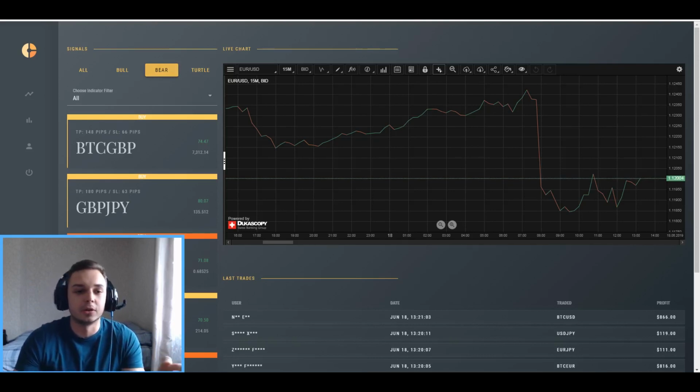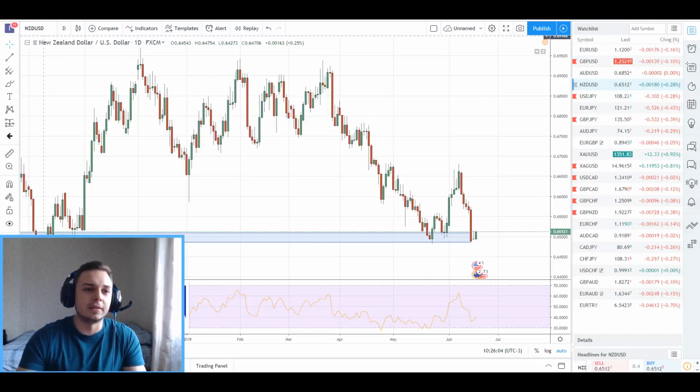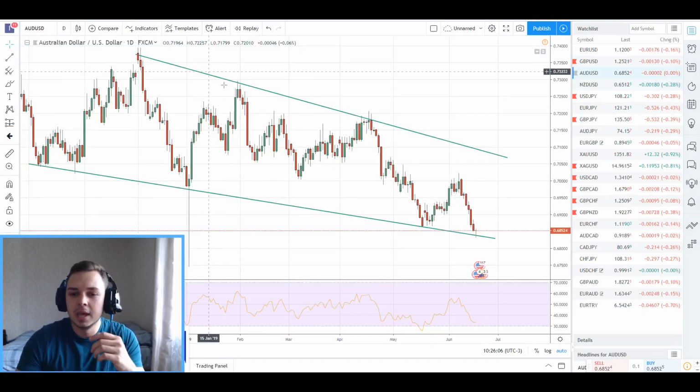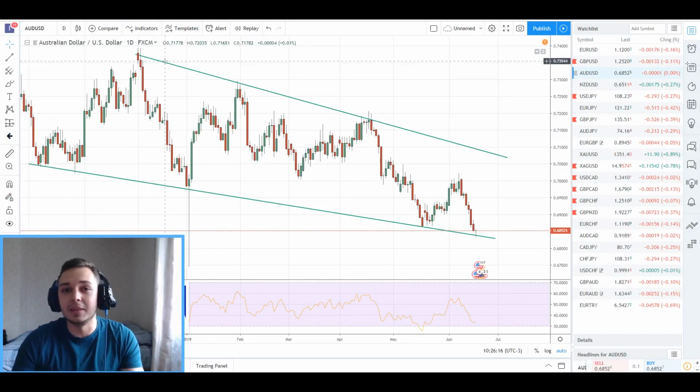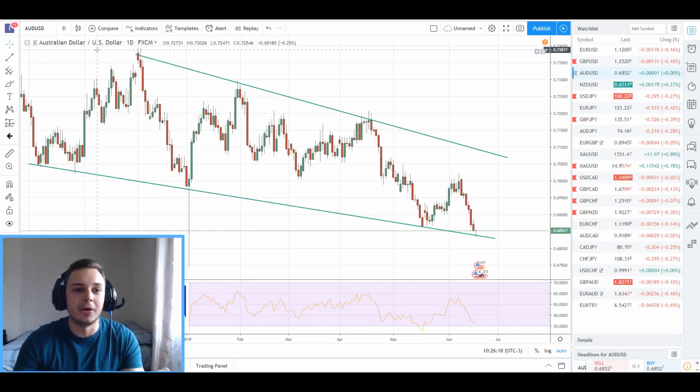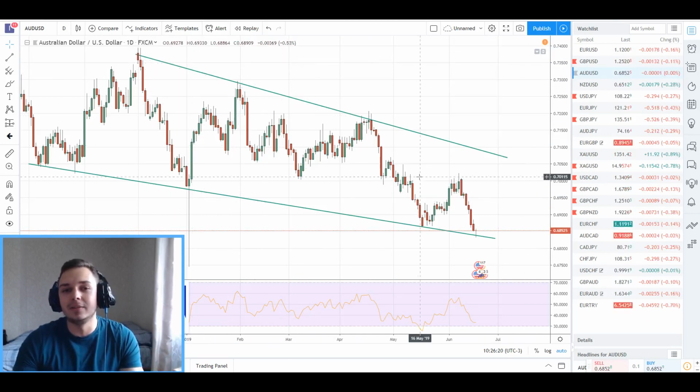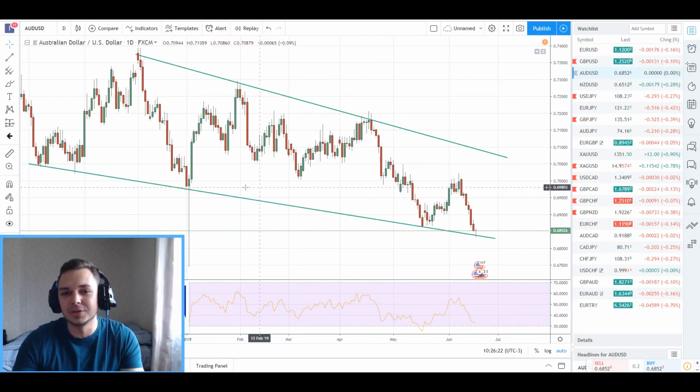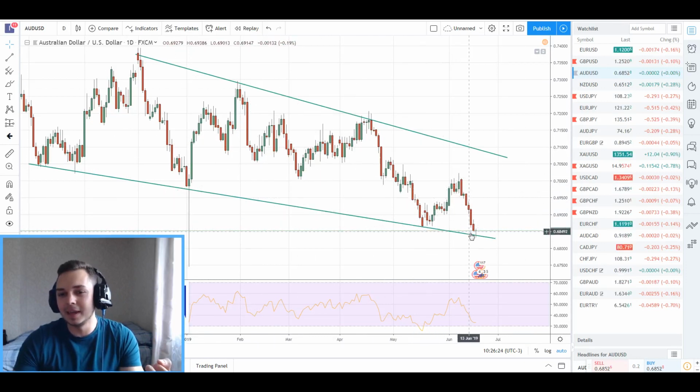I really thought it was a good one. Let's have a look at this AUD-USD trade real quick. As you can see, AUD-USD at the moment is on this wedge pattern, and I've drawn these support and resistance lines from ages ago. And as you can see, it's bounced back here, it's bounced back here.